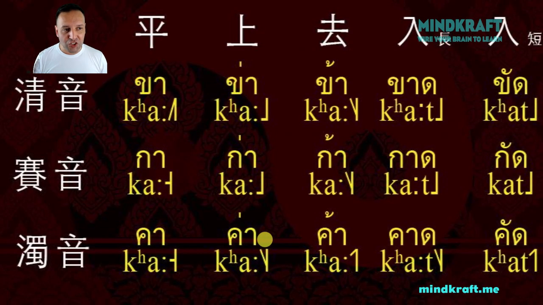But not only that, check this out. We have the same ping, shang, qu, ru long, ru short. So we call these dead. Entering tones in Chinese are dead syllables in Thai. And we have exactly the same. So this one would be the yang, qing yin. So this is with no voice. And zhuo yin is voiced. And we have another one called sai yin. And this is with the stopped throat in the beginning.